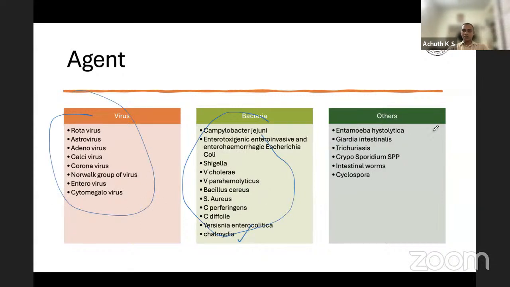And other causes are Entamoeba histolytica, Giardia intestinalis, Trichuriasis, Cryptosporidium, intestinal worms, and Cyclospora. Please try to remember four of these so that you have a good content in your answer papers.